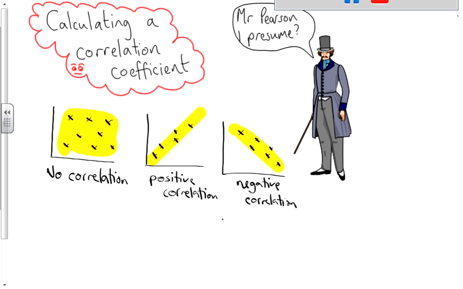Now, it is possible to actually calculate a number that tells you how correlated a scatter diagram is. There's two of these numbers. One is Pearson's and the other is Spearman's. This video is going to explain Pearson's.